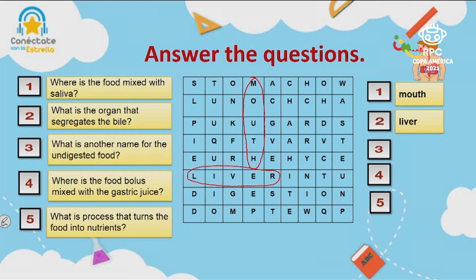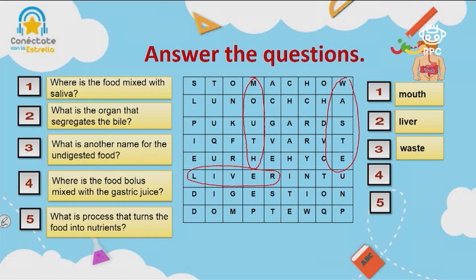Okay, so what is your homework? You can take a capture of the image and keep working yourself, okay? Try to find the different words. And then number 3, what is another name for the undigested food? So what is the other name? It's the waste. So let's get this word into the, right here, you see? The waste.